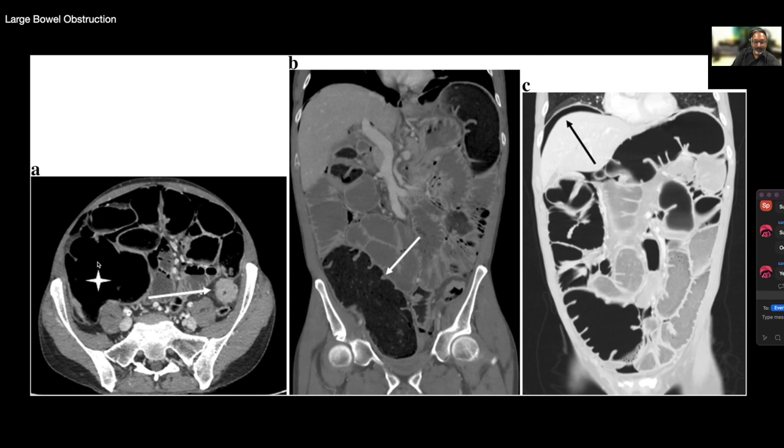Absolutely. So there's large bowel obstruction, most likely because of a bowel mass, which could have ruptured. Yes. Caecum is markedly dilated, absolutely. And there's air fluid levels, and the obstruction could have led to a perforation, which is why there's air under the diaphragm.